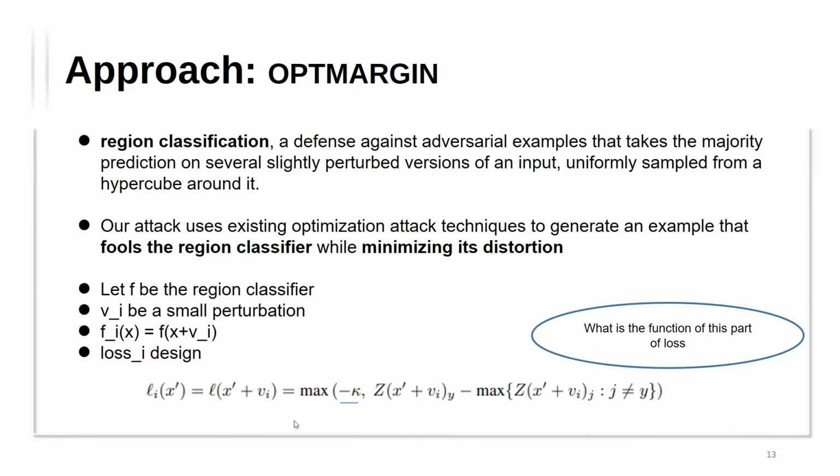So let me confirm. Y is the correct label, right? Yes, Y is the value for the correct class logit and the confidence. If the model predicts correctly, it's a positive, and the loss will be high if the model predicts it as correct. Okay, I get it. So the larger the K, the more successful the attack is, right? Yes. And Li is for one specific perturbation Vi.